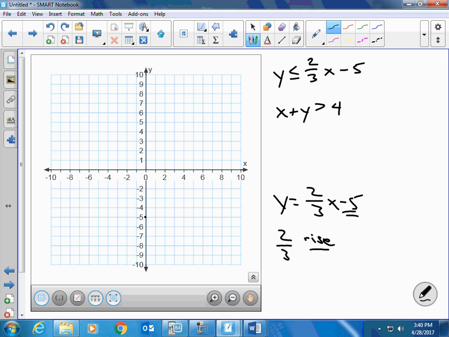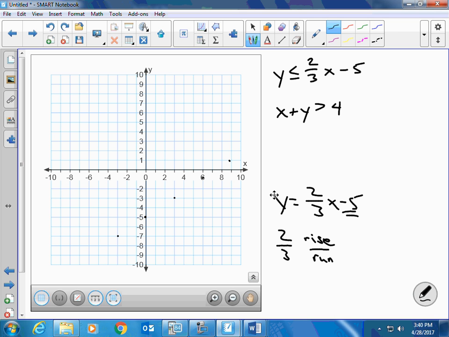The top number is a positive number, so it tells me to go up 2. The bottom number is a positive number, so it tells me to go right 3. So from my y-intercept, I go up 2 and over 3. And I can do that as many times as I need to until I think I've got enough points for a nice, neat, straight line.